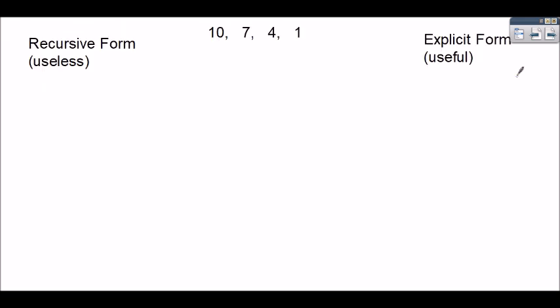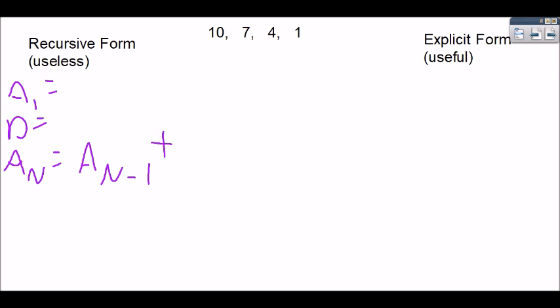Okay, so there's two different forms that we can write arithmetic sequences. We can do what's called recursive form, which is absolutely useless, or we can do the explicit form, which is what we just did on the last slide, and it's actually really useful. Recursive is we have to say, what is the first term? What is the common difference? Then we have to do our previous term, that's n minus 1, whatever we did last, plus or minus our common difference.